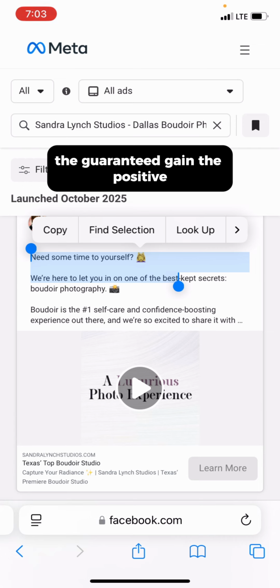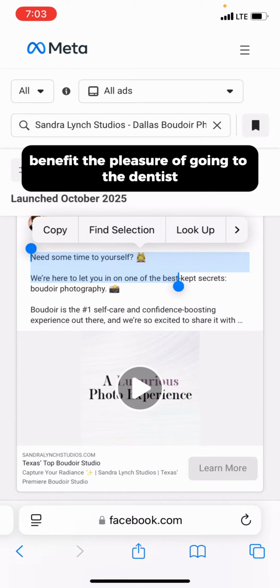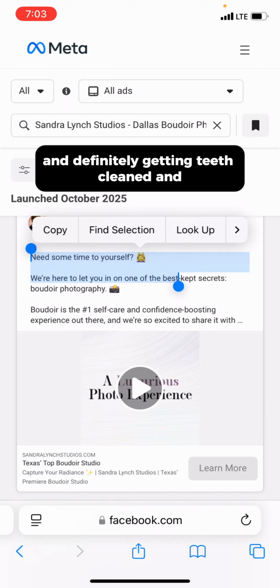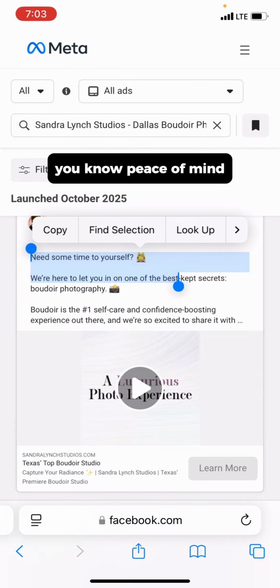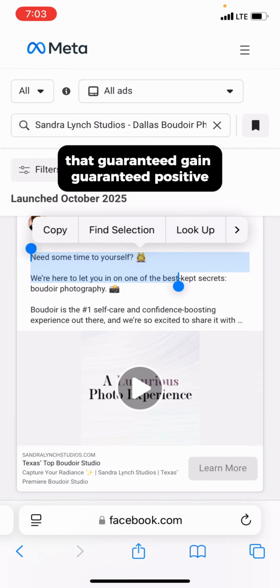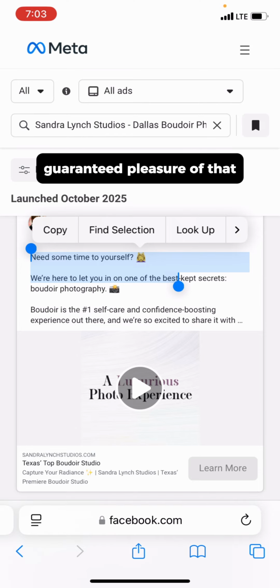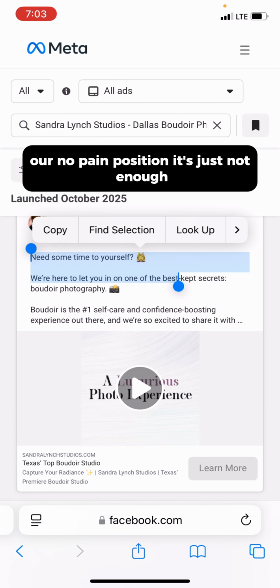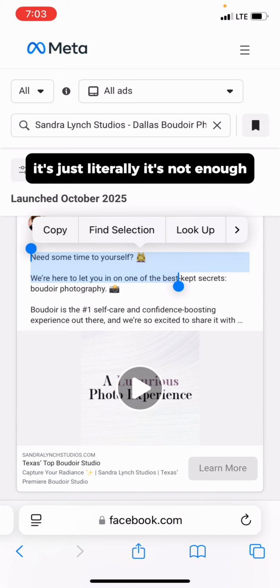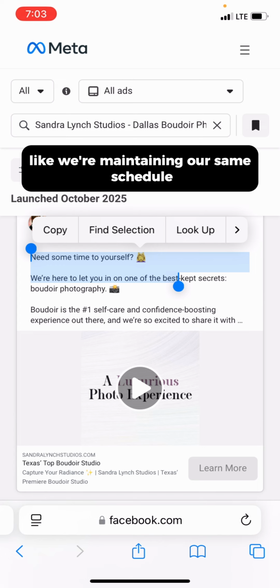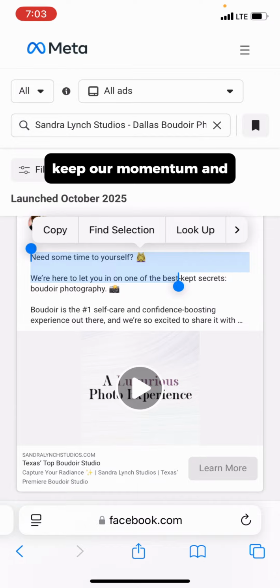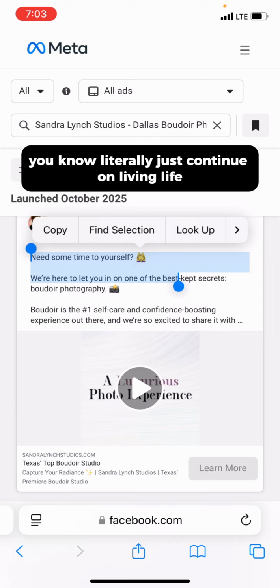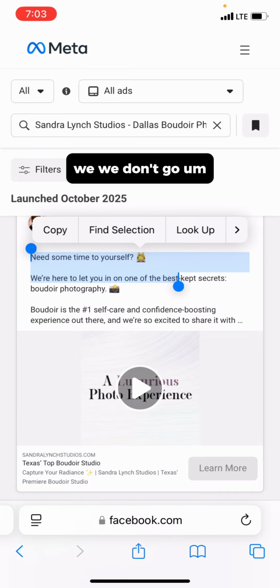And guess what? The guaranteed gain, the positive, the benefit, the pleasure of going to the dentist and definitely getting teeth cleaned, and peace of mind, we either have no cavities or they've been taken care of. That guaranteed gain, guaranteed positive, guaranteed pleasure, that's not enough to get us to move out of our neutral position, our no pain position. It's just not enough. We're going to maintain our same schedule, keep our momentum, and just continue on living life. So yeah, we don't go.